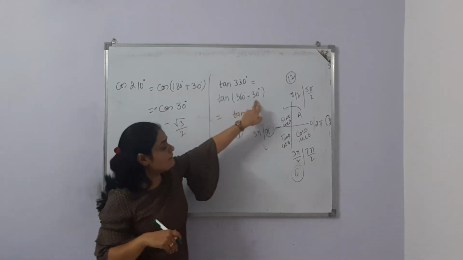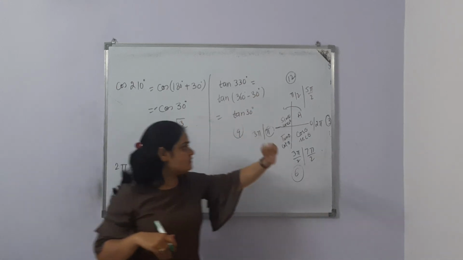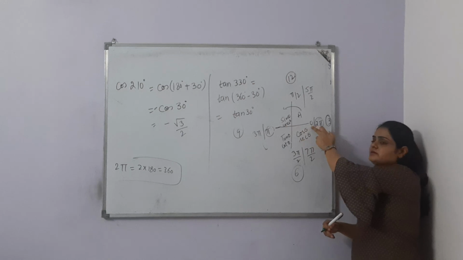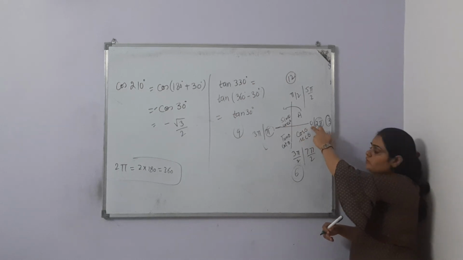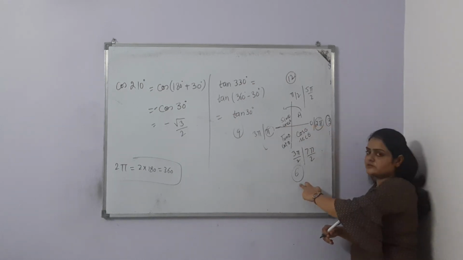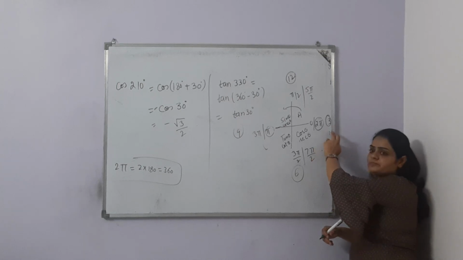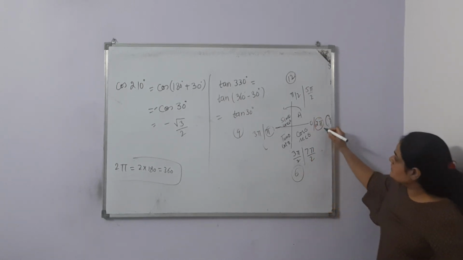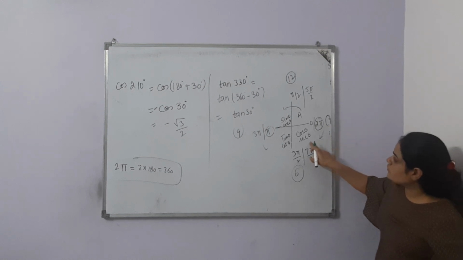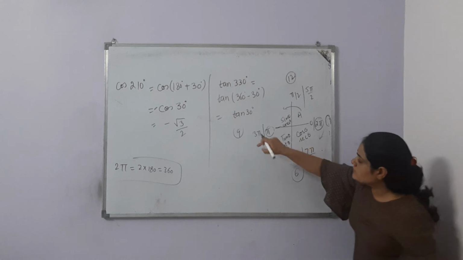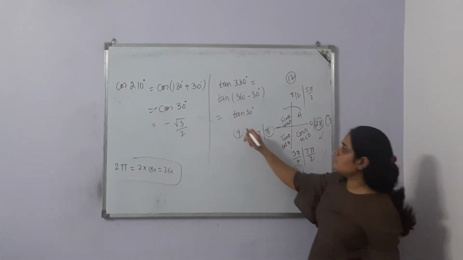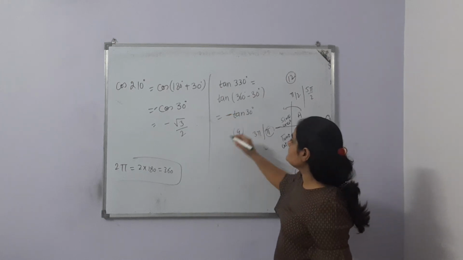But what about the sign? 2 pi minus means clockwise direction. Where is 2 pi? Here is 2 pi, on this line. 2 pi minus, clockwise direction, 3 to 6. That means if we are on 3, we are going to 6. This is clockwise direction, so it is the fourth quadrant. This is first, second, third, fourth. In the fourth quadrant tangent is negative, because cos and secant are positive. So this is minus tan 30.